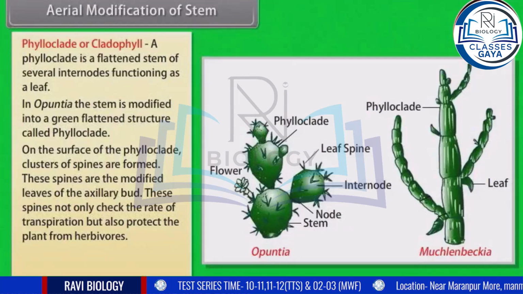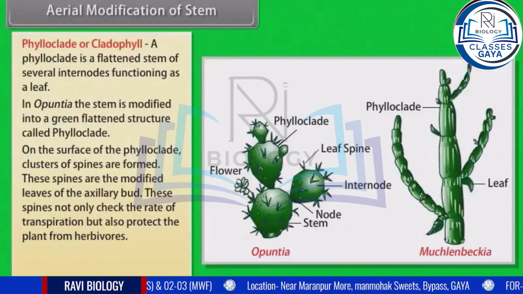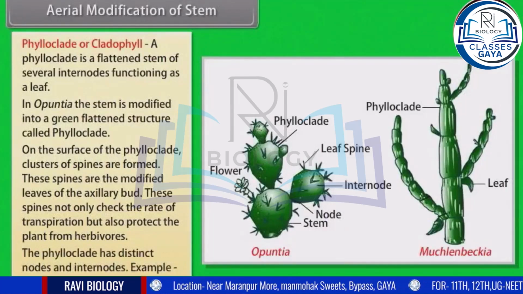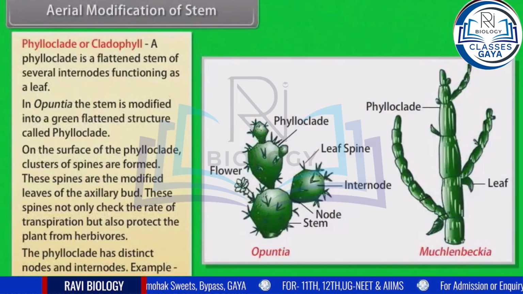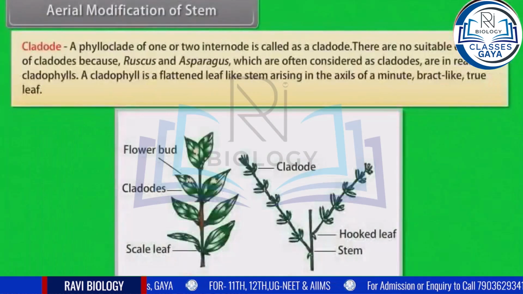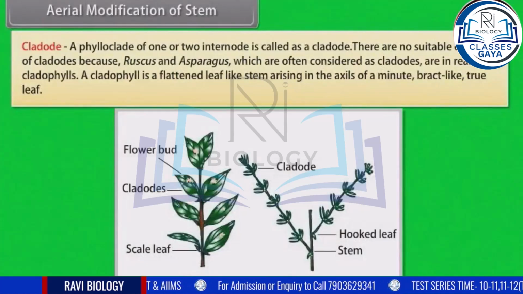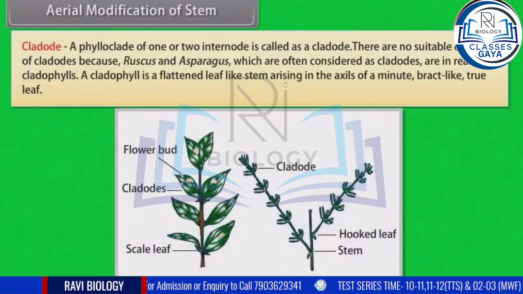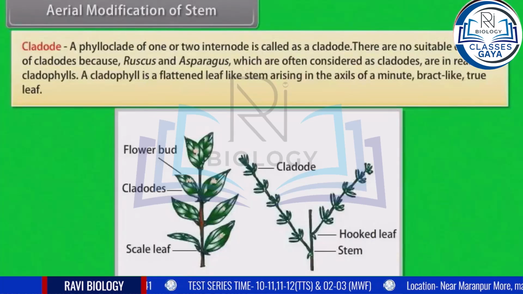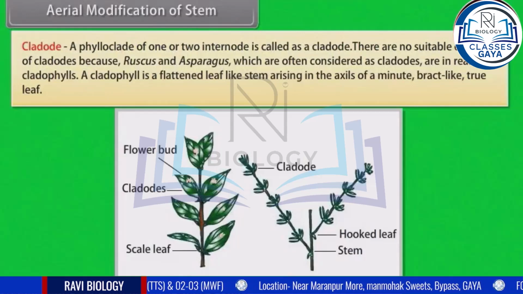These spines not only check the rate of transpiration, but also protect the plant from herbivores. The phylloclade has distinct nodes and internodes. Example: Opuntia. Cladode. A phylloclade of one or two internodes is called a cladode. There are no suitable examples of cladodes because ruscus and asparagus, which are often considered as cladodes, are in reality cladophylls. A cladophyll is a flattened leaf-like stem arising in the axils of a minute, bract-like true leaf.